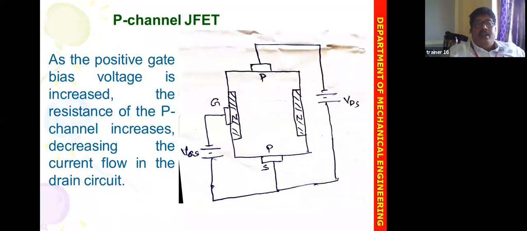In the P channel JFET, if the positive gate bias voltage is increased, the resistance of the P channel increases, decreasing the current flow. In the P channel JFET, the current flow decreases. That means the holes are the majority carriers.